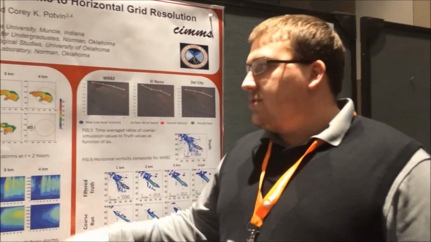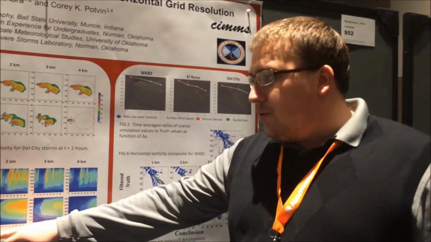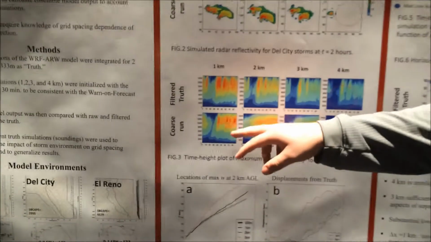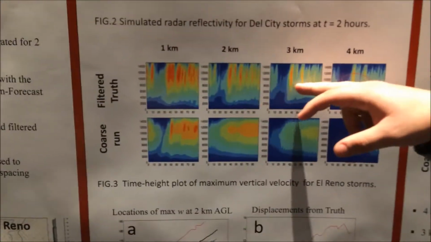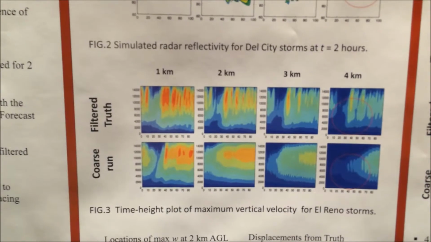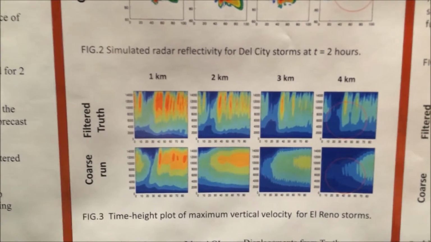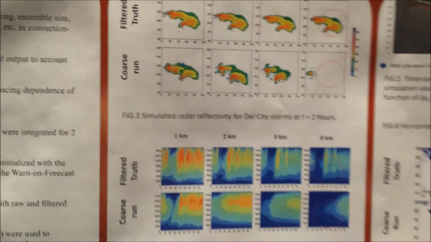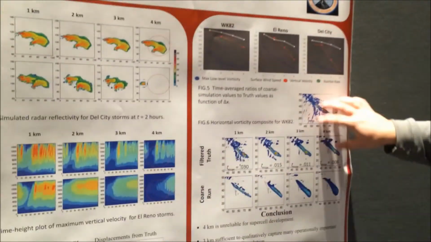We then did something interesting that hasn't been done in other research. We not only compared to the truth, we also filtered out the truth to different resolutions, so that way we could compare similar structures. There's a whole bunch of noise there. We wanted to be able to get rid of that noise and make sure that we were comparing similar structures.